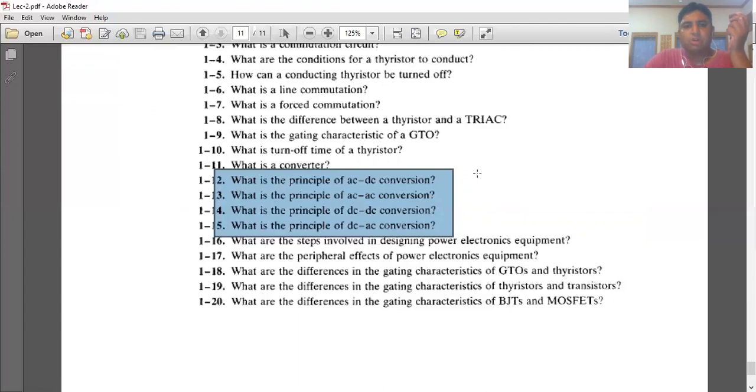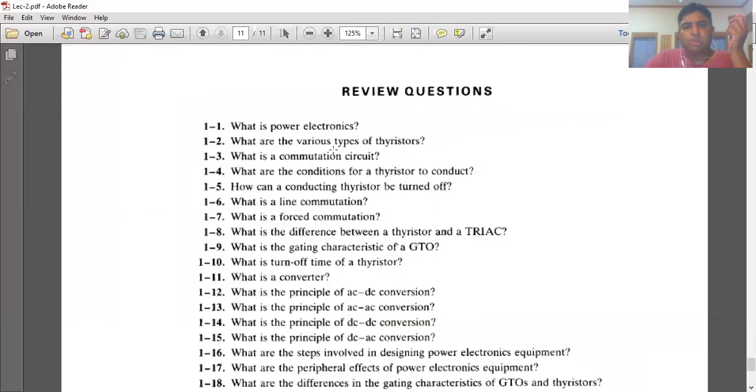What is a converter? What is turn off time? Okay, so these are the questions which we can discuss in our online lecture.